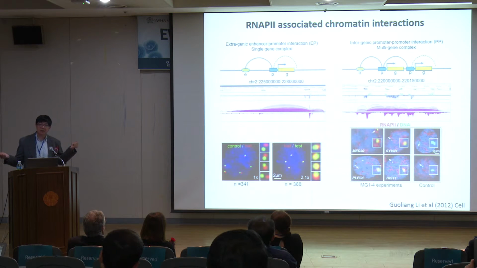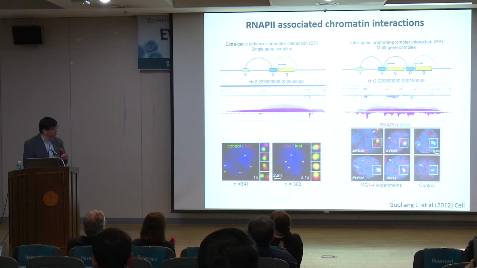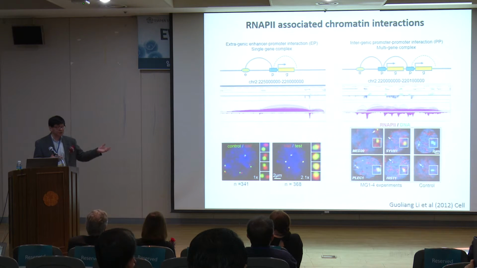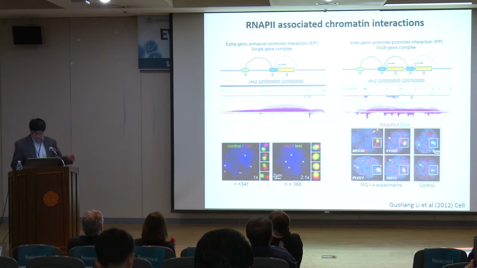we see many of the promoters of different genes actually coming together to form so-called multi-gene chromatin complexes, which in fact provide the structural basis for co-transcription of different genes. Linearly, they are in different locations, but structurally, they actually come together in one particular nuclear space.